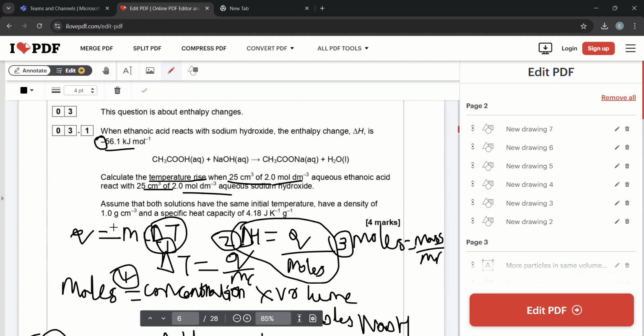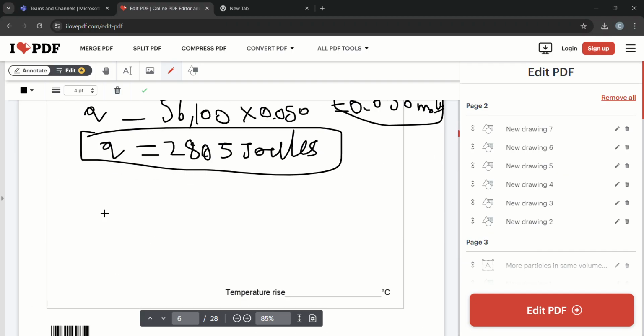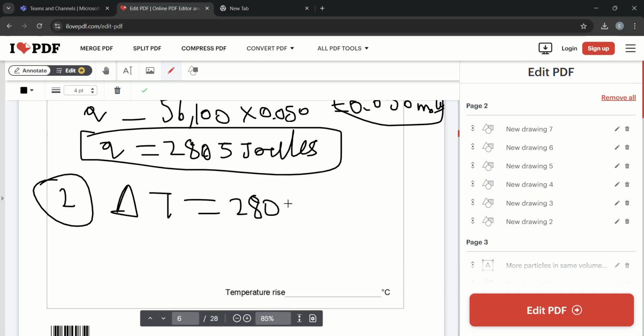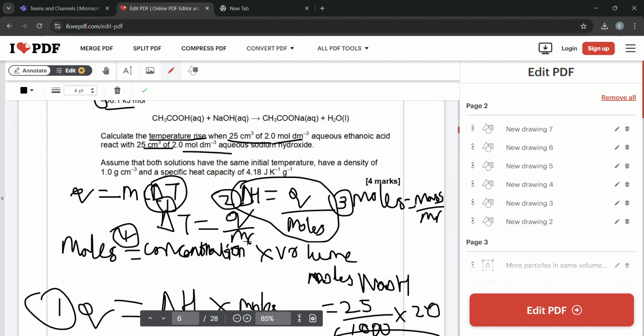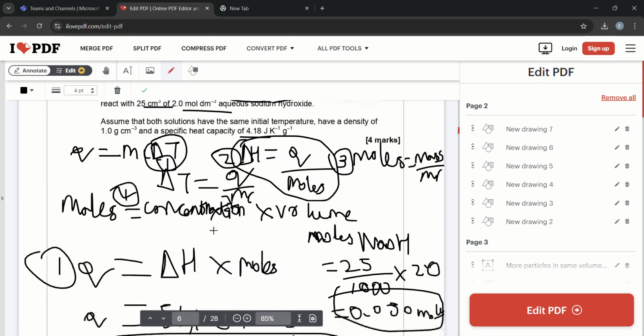So now what we're trying to find is delta T. Well, delta T equals Q, 2805, divided by mc. Well, what is m and what's c? Well, c is specific heat capacity, 4.18 in joules. m in Q equals mc delta T. And all we've done is rearrange it for delta T. m is the mass of water.